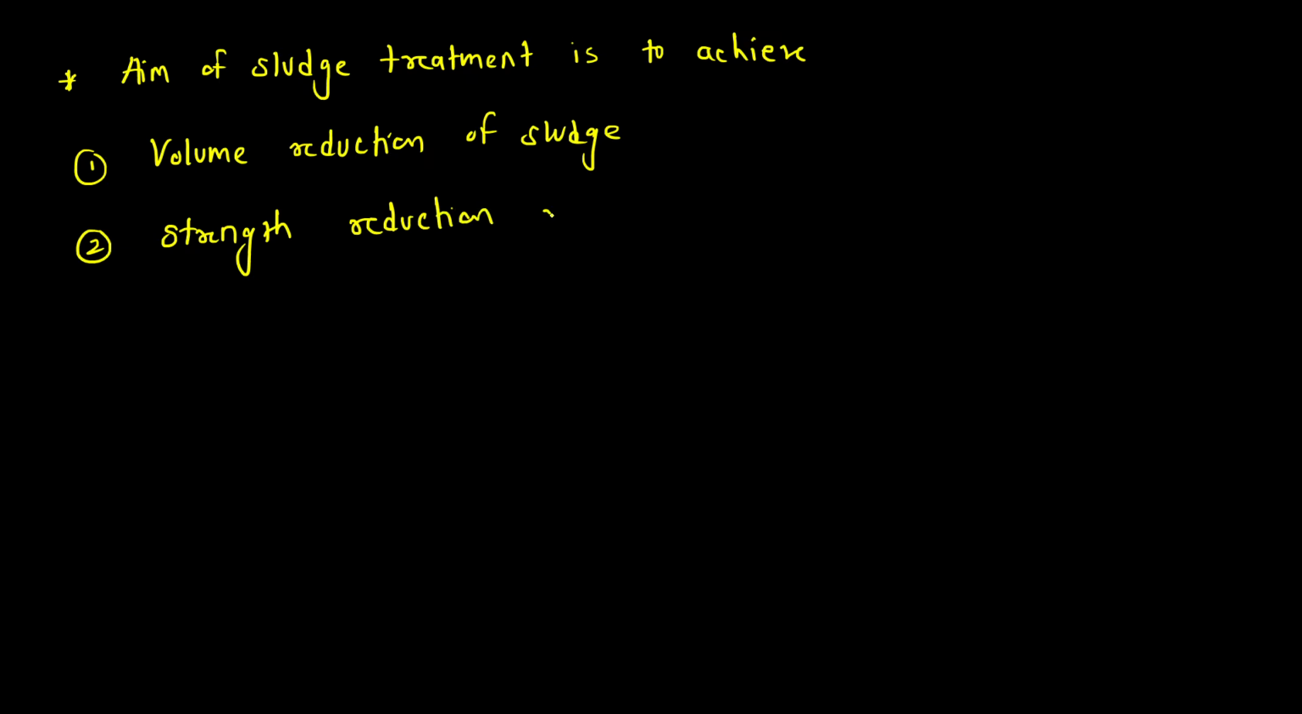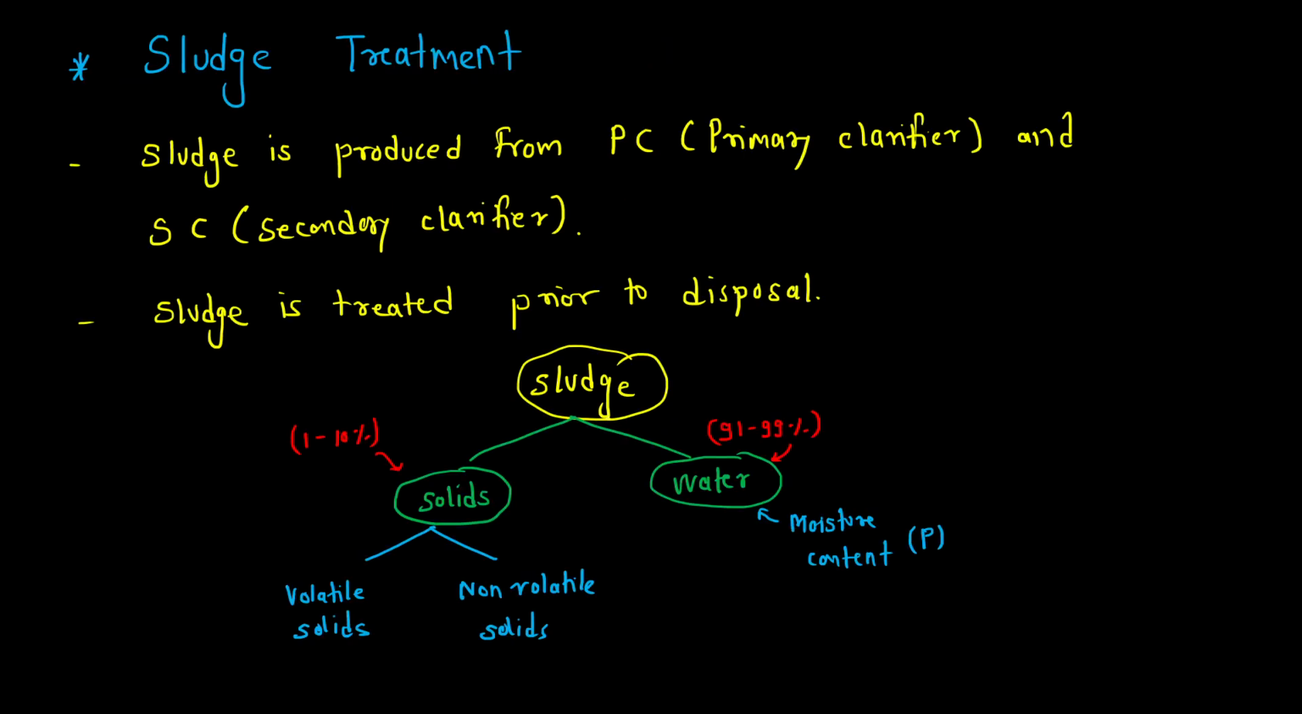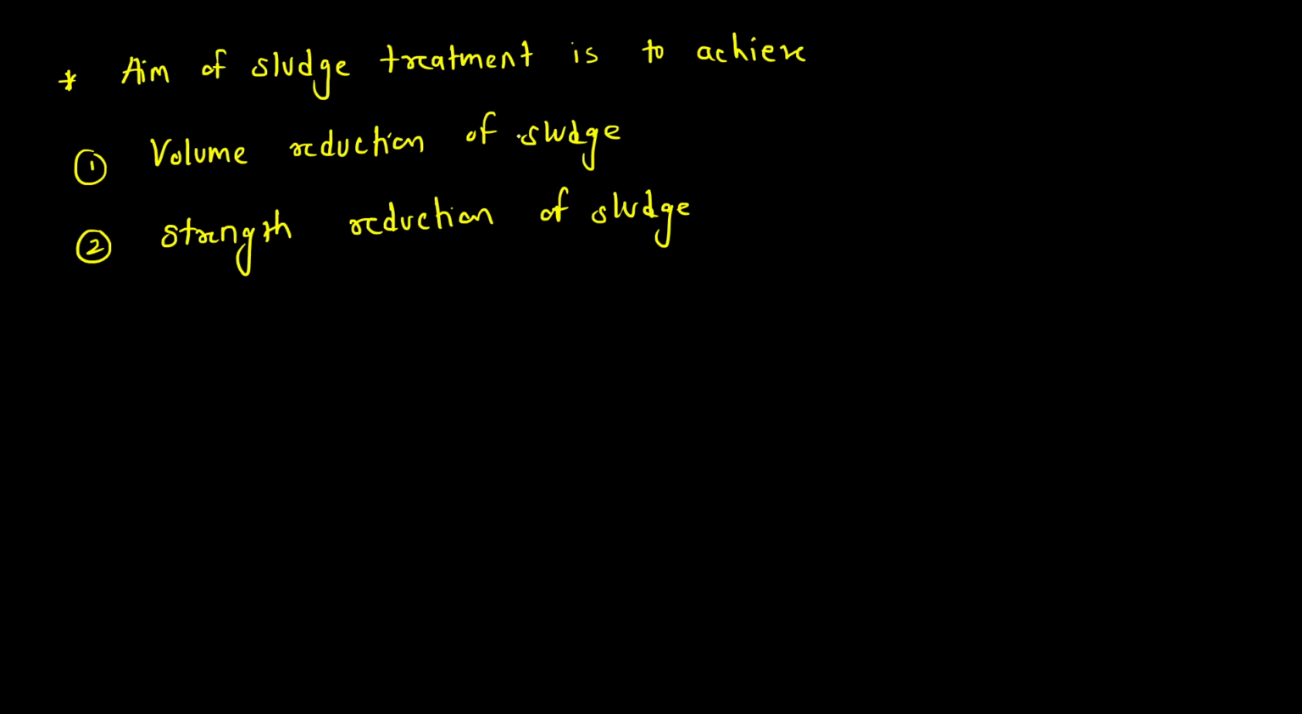See, what is the meaning of volume reduction? We have seen in the composition of sludge that 99, or nearly greater than 90%, is water only. So most of the content is water. If somehow we are able to reduce this water amount, then what will happen? The volume of sludge will get reduced, and this reduction in the volume we are calling a volume reduction of sludge.